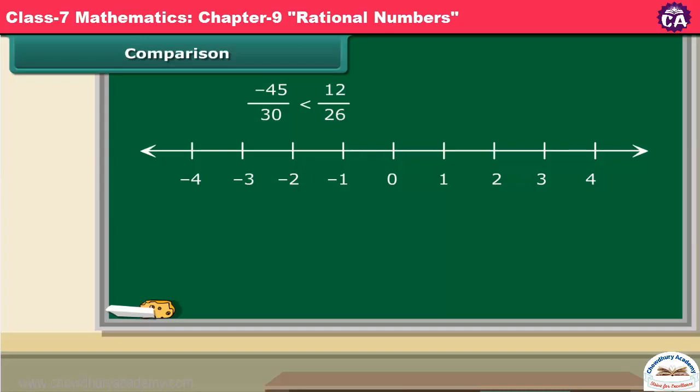For example, 2 by 3 lies here, and 1 by 3 lies here. So which one is in the right? 2 by 3.